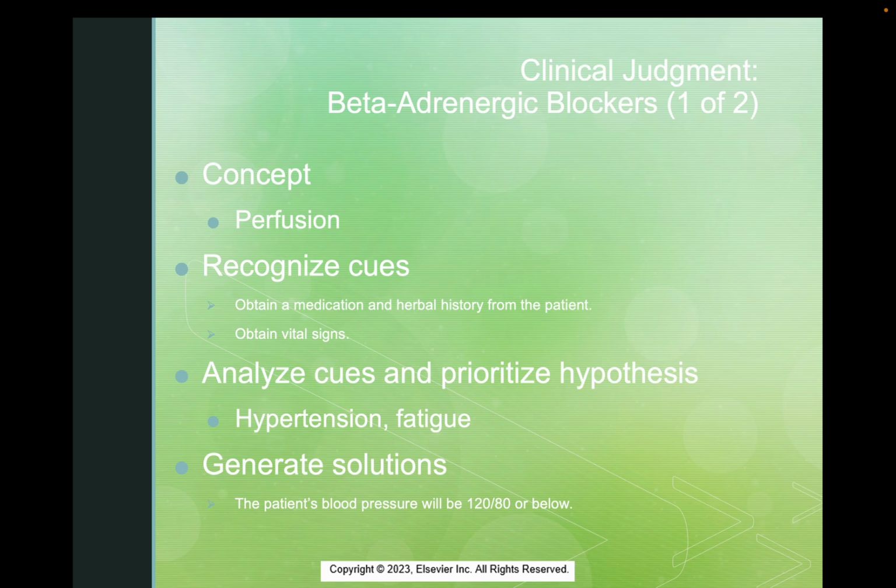We always want to make sure we have baseline vital signs before we're giving any kind of antihypertensive, which includes pulse rate, blood pressure, all of those things. And when we talk about generating solutions, our goal, our expected outcome for this patient, is that our administration of this drug, so the intervention of giving this medicine, effectively lowers that patient's blood pressure.